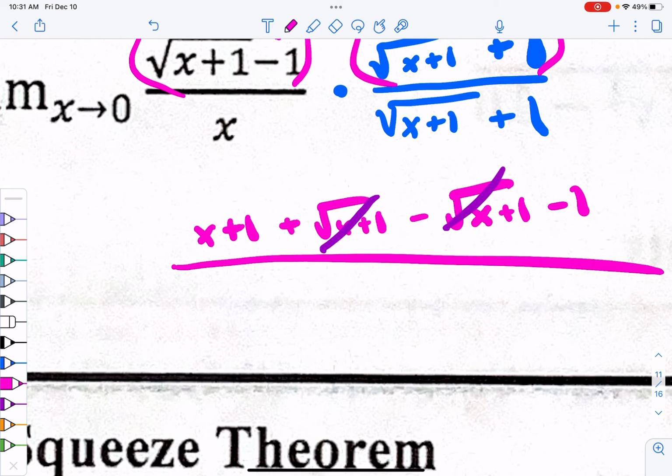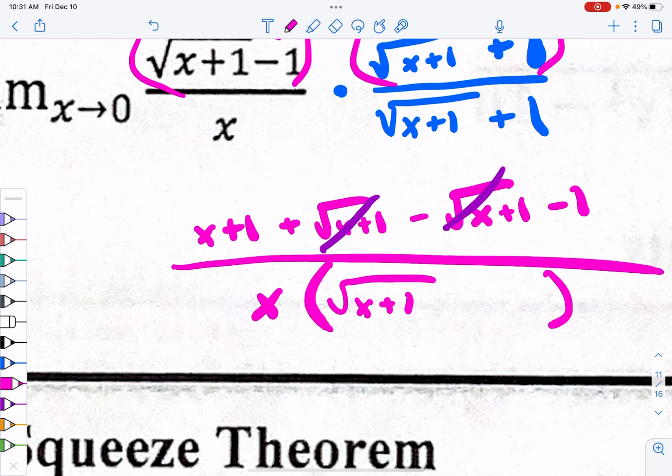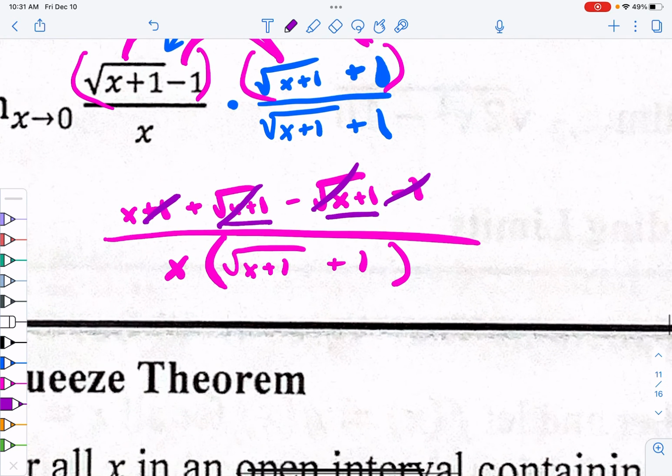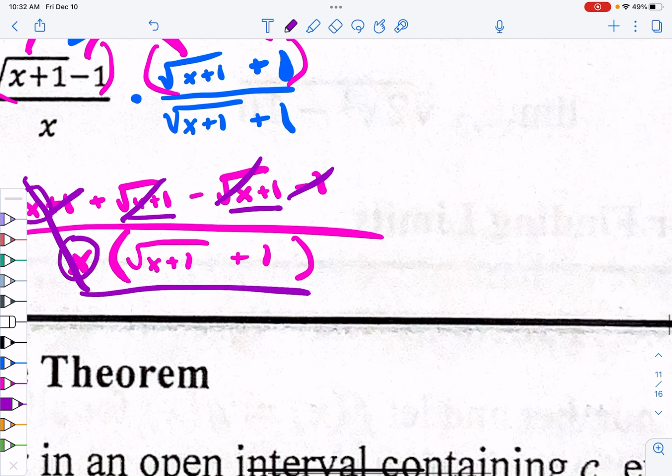On the bottom, don't ever FOIL the bottom out. Don't do that. Just do this. Leave the x here. And then it's like we're cheating. We're just writing them together. We're not even multiplying them out, because I'm going to show you what happens, okay? So this plus 1, that minus 1 cancels in addition to these two canceling. So all we have left on the top is x, and on the bottom we have this stuff. But we have an x on the bottom here, and those two can cancel. So we have nothing left on the top, which means we just have a 1. And on the bottom we have the square root of x plus 1 plus 1. That's what we have on the bottom.